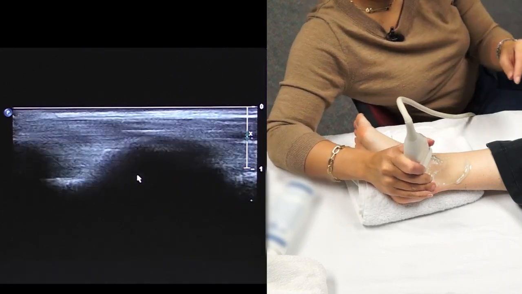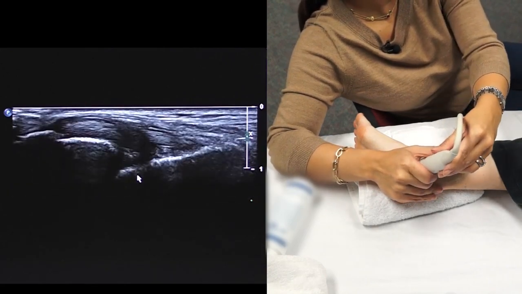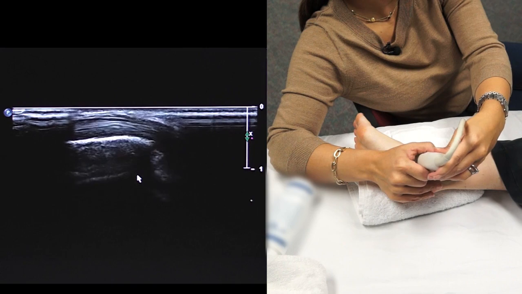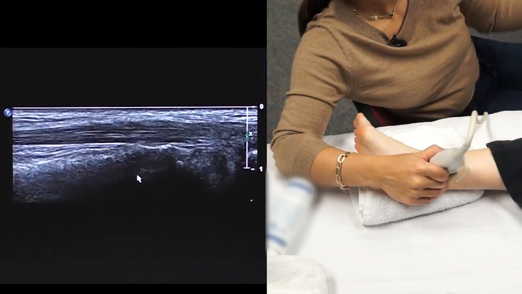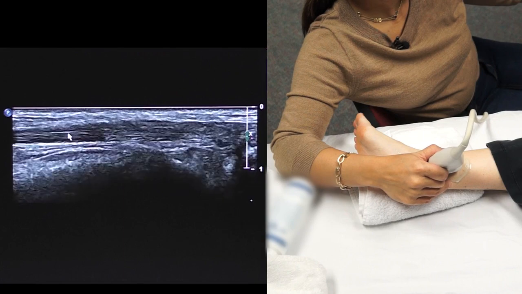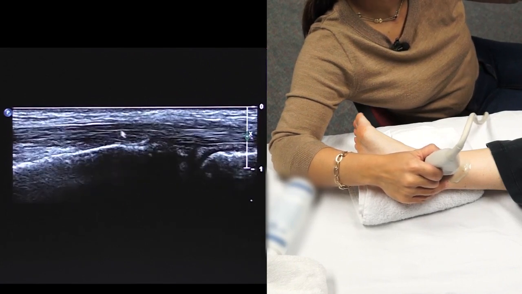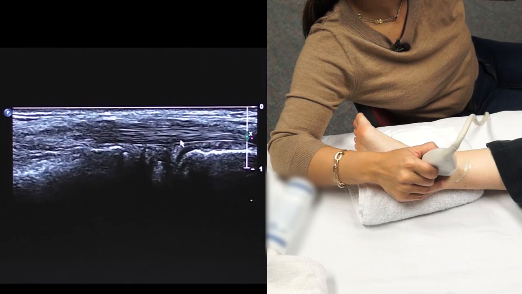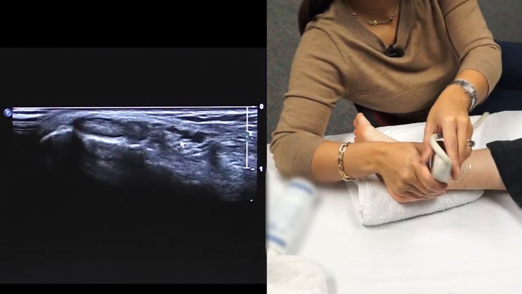Okay, now keeping, again, transverse, you also want to scan the tendon in long axis, okay? And again, you want to appreciate the fine fibrillar structure of the tendon. You want to see if there's any fluid surrounding the tendon or any loss of architecture. Same thing for the flexor digitorum longus.